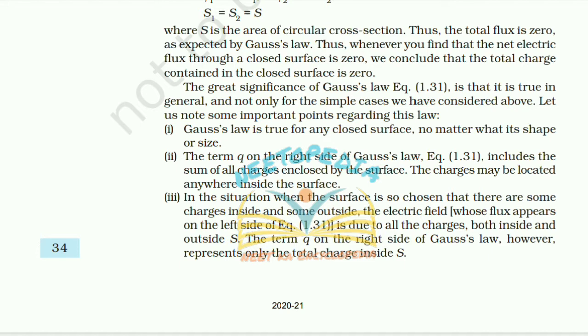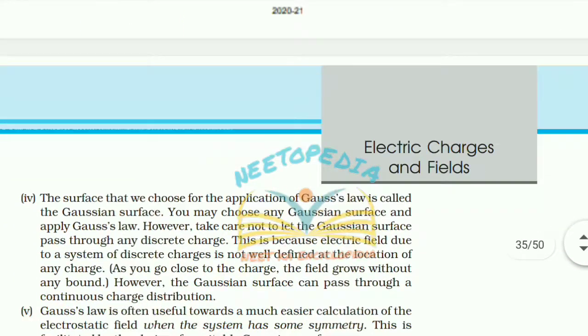Let us note some important points regarding this law. Number 1. Gauss law is true for any closed surface no matter what its shape or size is. Number 2. The term q on the right hand side of the Gauss law includes the sum of all charges enclosed by the surface. The charges may be located anywhere inside the surface. Number 3. In the equation, when the surface is so chosen that there are some charges inside and some outside, the electric field whose flux appears on the left side of the equation is due to all the charges both inside and outside S. The term q on the right hand side of the Gauss law, however, represents only the total charge inside S.